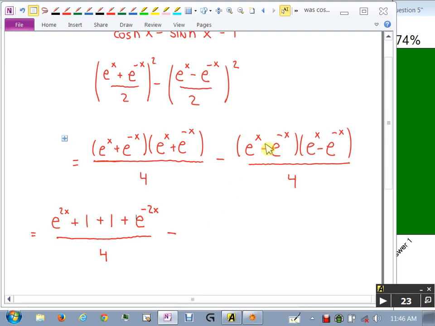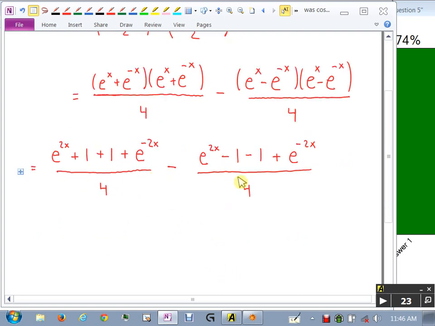Okay, minus, now let's FOIL out the top here. We get e to the 2x. This time, though, on the second multiplication here, it's negative 1, right, instead of positive 1. So we get negative 1 here. What about the inner one? Negative 1. Then the last one, negative times negative is positive. So plus e to the negative 2x. All of this over 4.